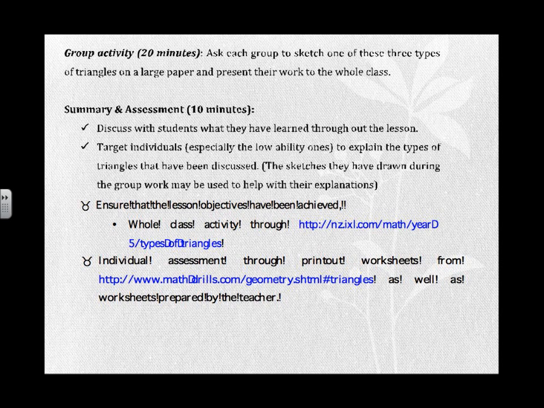After that, summary and assessment will take another 10 minutes of class time to discuss with students what they have learned throughout the lesson, and to ensure whether they have understood the lesson and whether the lesson objective has been achieved. A whole class activity through selected websites, for example as shown, will be used, followed by an individual assessment through printout worksheets from another selected website, as well as worksheets prepared by the teacher. After this, I will walk around the classroom and check students' work, and remind students that they have to hand in their work at the end of the class.